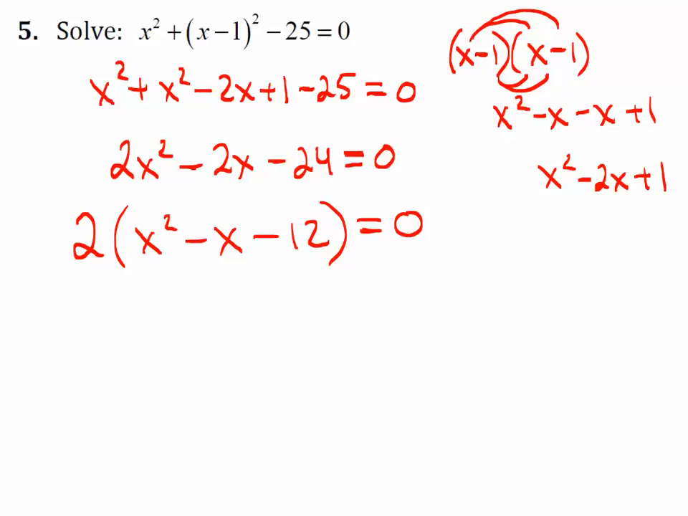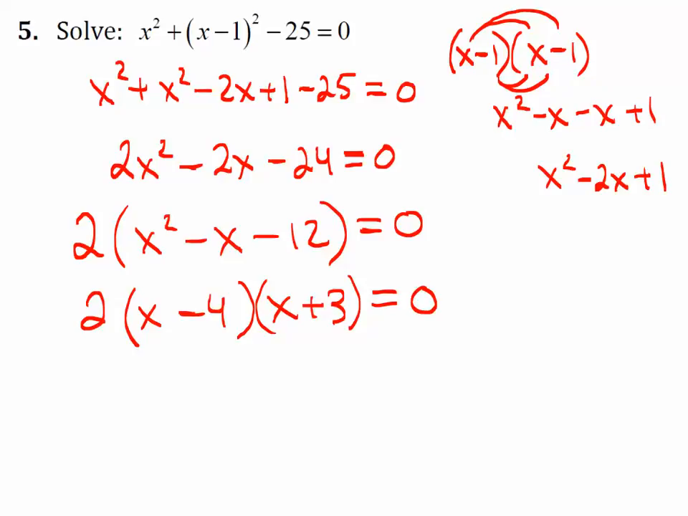All right, can we factor the stuff that's inside the parentheses? Negative 3 and 4, I don't think so. Negative 4 and 3, I think I'll go with that, because of the little negative 1 in the middle that needs to happen.